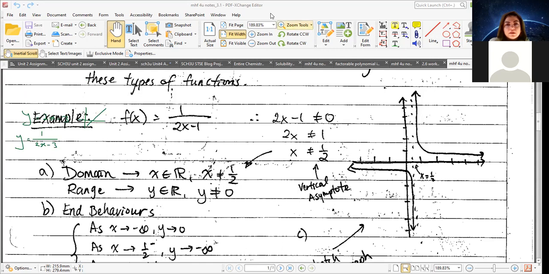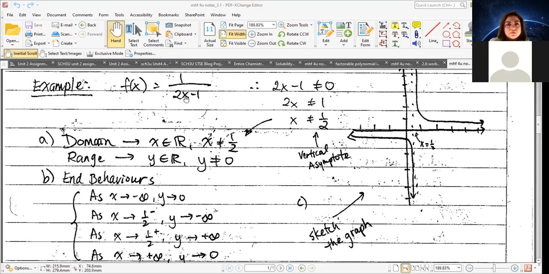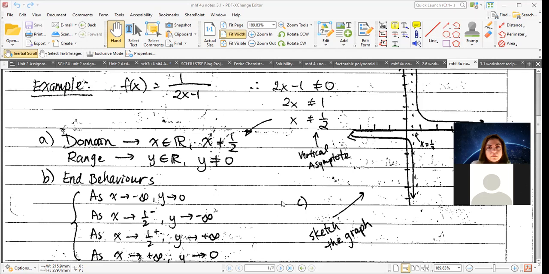I'm gonna clear that. Let's say I wanna draw f of x is equal to 1 over 2x minus 1. Then I wanna talk about domain, range, and end behavior. Let me just bring a white board here. So I want to draw y is equal to 1 over 2x minus 1.